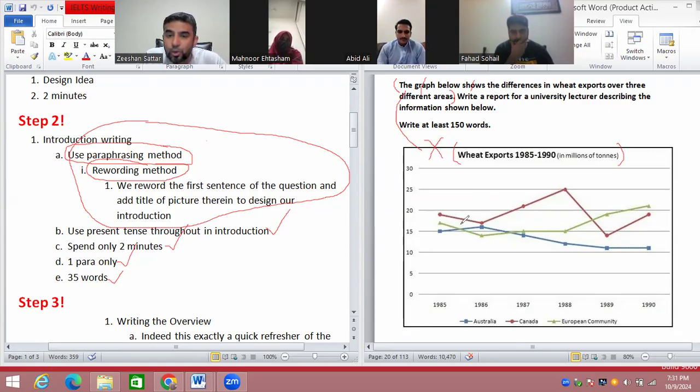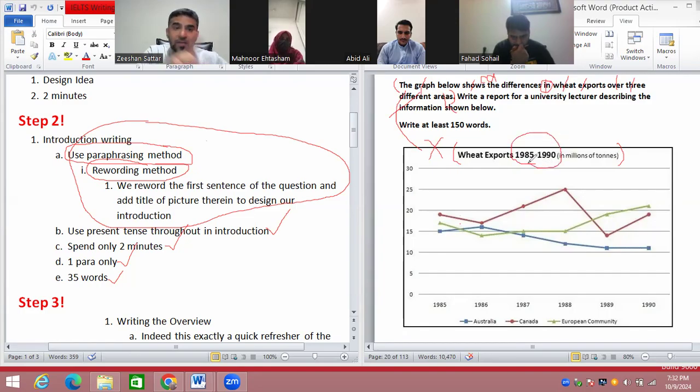When there are 2-3 lines working together, I will always use comparative analysis. The graph illustrates comparative analysis. I will write afterward now. Comparative analysis in wheat export. Wheat export will remain wheat export, over will remain over, three will remain three, different becomes multiple, areas becomes regions, over the span of 5 years.